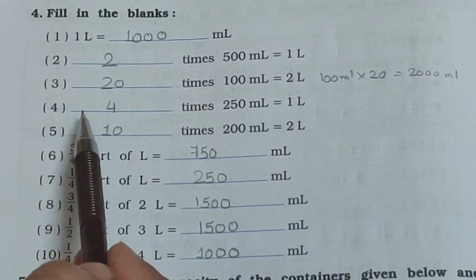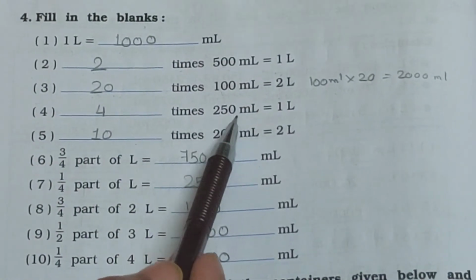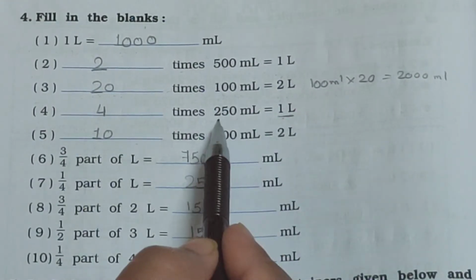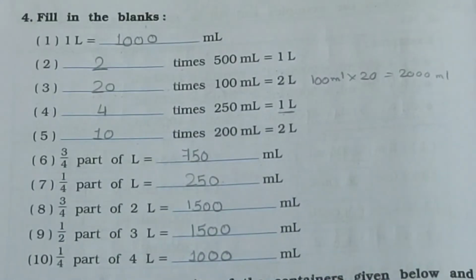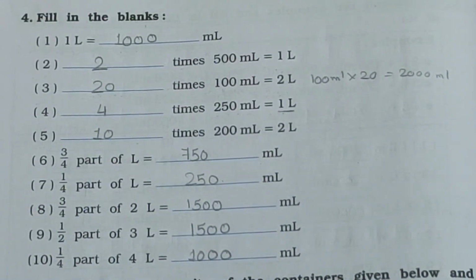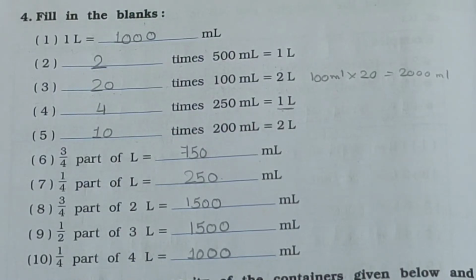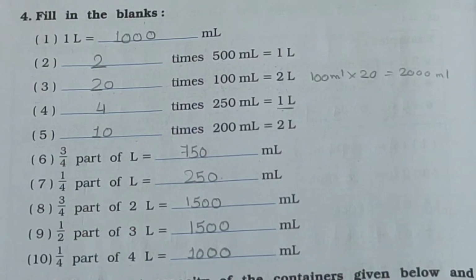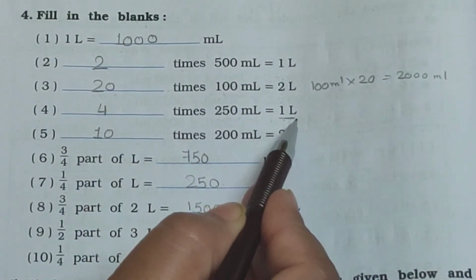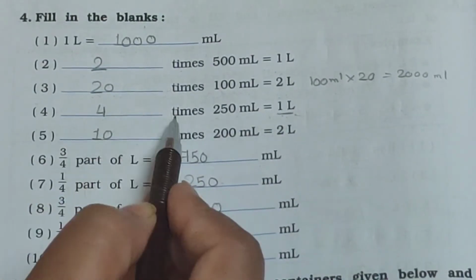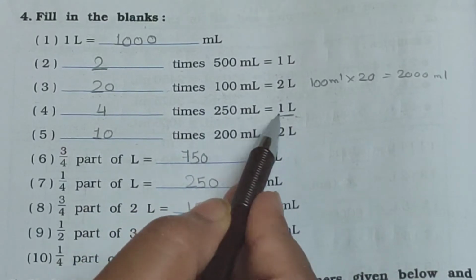Okay, see the fourth one. Blank times 250 ml is equal to 1 liter. Here you have to make 1 liter and 250 ml is there. So how many times you have to take 250 ml? You have to take 4 times 250 ml. See, 250 plus 250 is 500, 500 plus 250 is 750, 750 plus 250 is 1000 ml, and 1000 ml is equal to 1 liter. So how many times have we taken? 4 times. So your answer is 4 times 250 ml is equal to 1 liter.